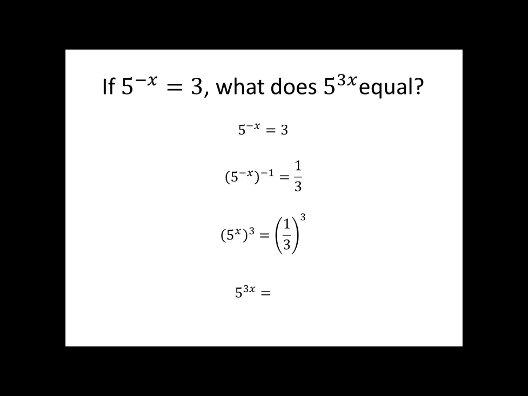Now the next thing I need to do, since I got rid of the negative on the x, I need to put a 3 there. So again, I'm going to do the whole power to a power. So I'm going to put the 5 to the x to a power of 3, which means I put the fraction to a power of 3. So that means that 5 to the 3x is equal to 1 over 27. Just a few simple changes, and I've managed to figure out my answer without solving for the variable.